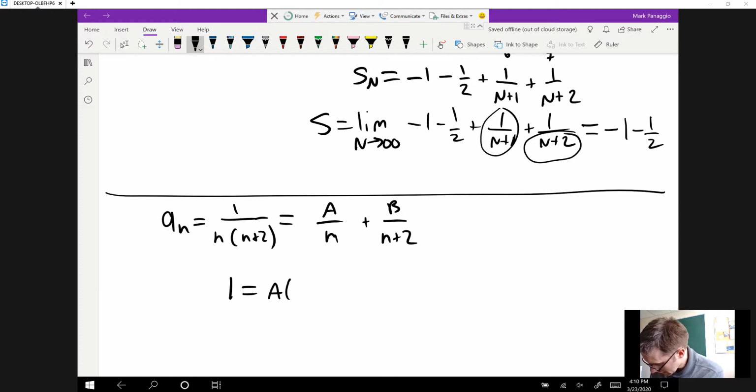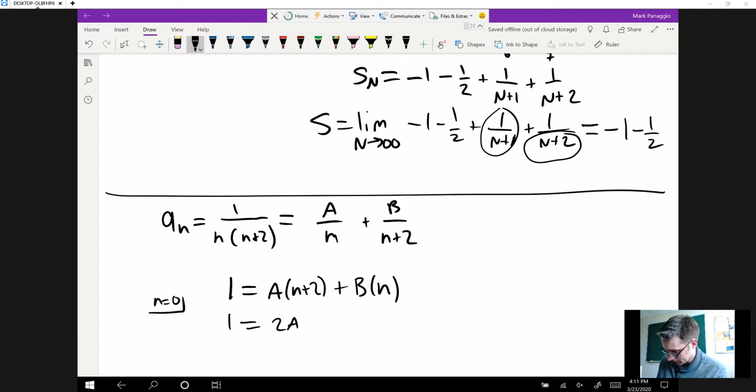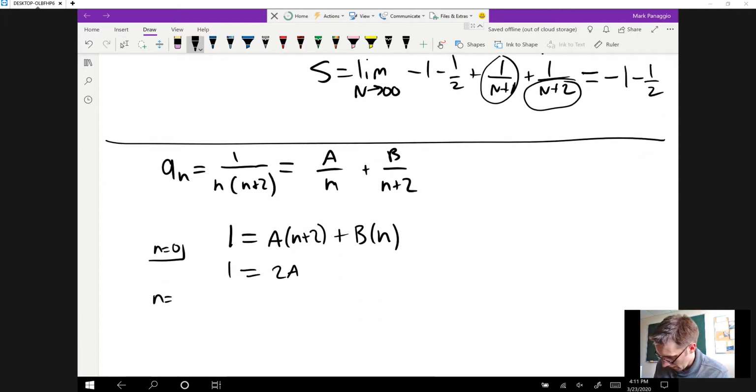1 equals a times n plus 2 plus b times n. And now that needs to work for every value of n. So it should work for, say, n equals 0. It should work for n equals negative 2. It should work for everything. All right, so let's try n equals 0. Then we'll have 1 equals 2a. So a must be 1/2.